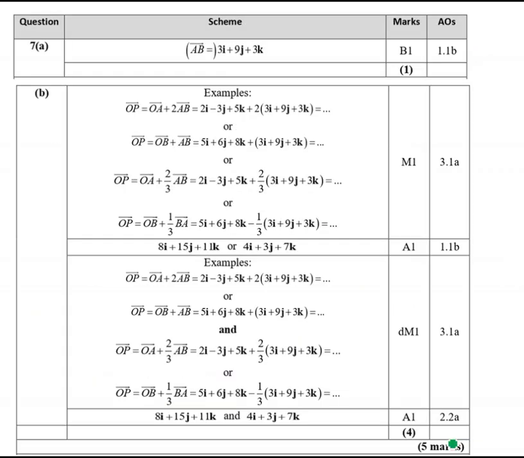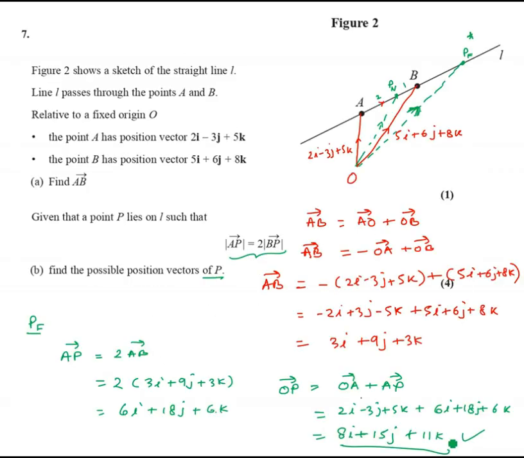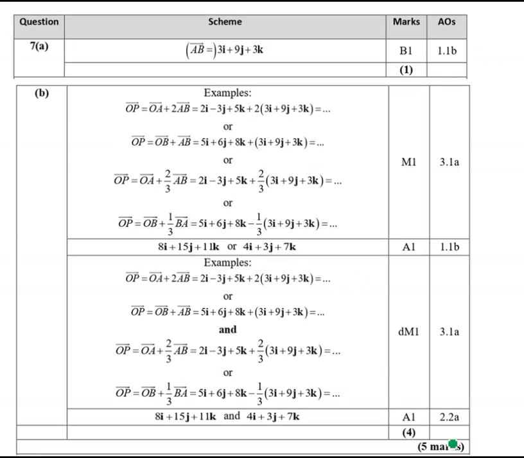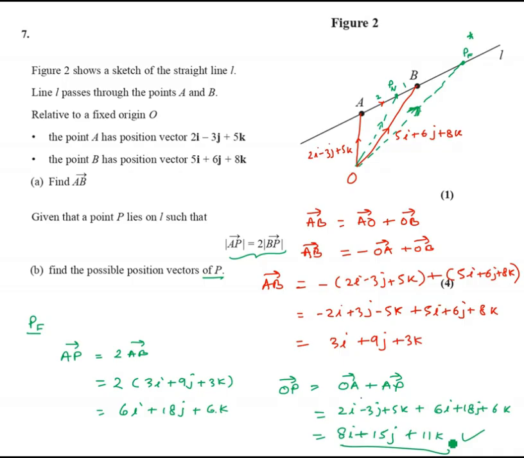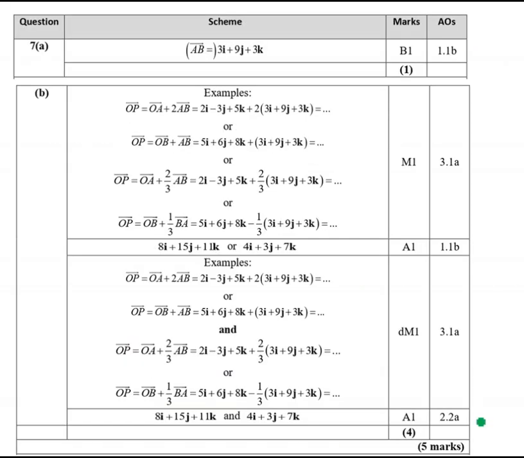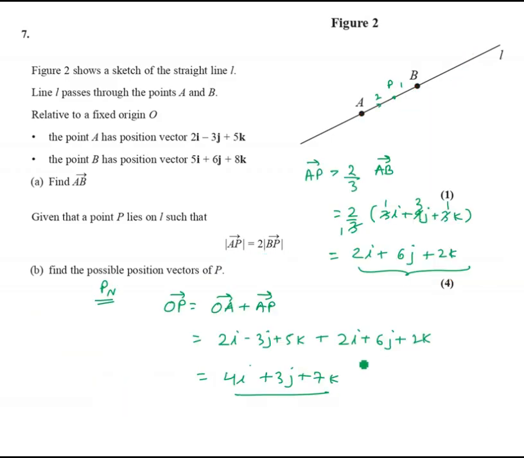Okay, let's check the answers. So 3i plus 9j plus 3k for AB, that's correct. Then 8i plus 15j plus 11k, that's correct. And 4i plus 3j plus 7k, yeah. So both correct. Perfect.